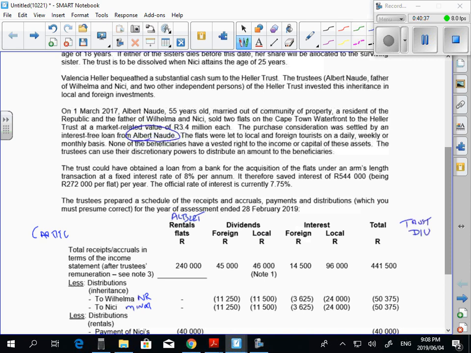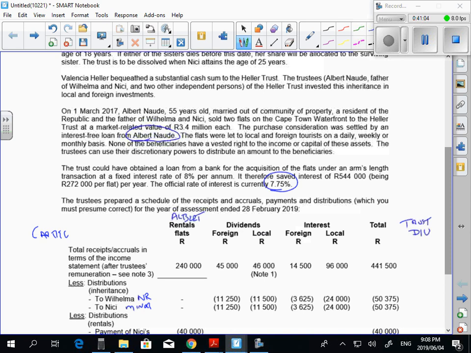None of the beneficiaries have a vested right to the income or capital of these assets. The trustees can use their discretionary power to distribute any amount to the beneficiaries. It says the trust could have obtained a loan from a bank for the acquisition of the flats under an arm's length transaction, at a fixed interest rate of 8% per annum. It therefore saved interest of 544,000 for the year. The official interest rate is 7.75%. Are you guys comfortable with that?